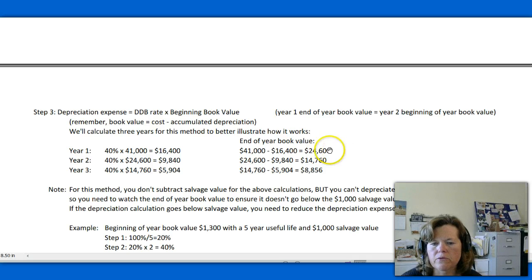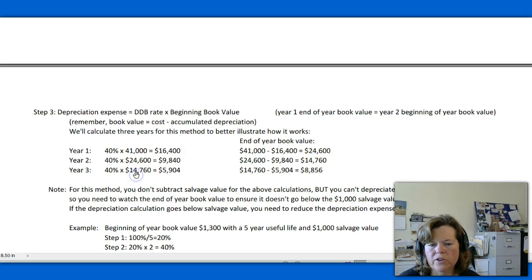End of year book value equals beginning of year book value for year 2. That's why I noted that up here. So for year 2, our depreciation is again the 40%. This is used as a constant, times the 24,600 equals 9,840. To come up with my year 2 ending book value, I take my 24,600 minus the 9,840 additional accumulated depreciation to come up with a book value of 14,760.